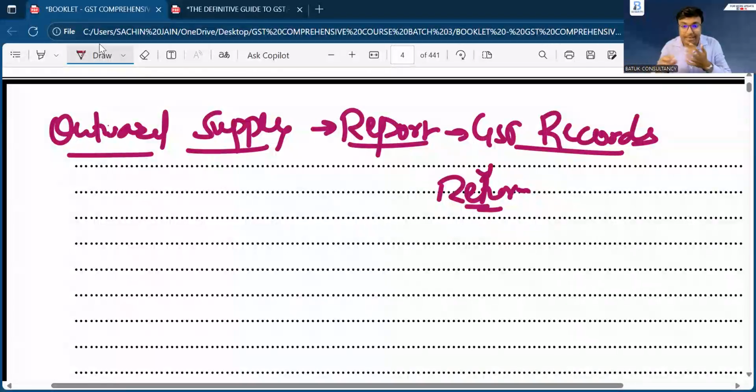Now the question is, whatever my outward supply is, I have to report it on the GST. Suppose I have sold scrap, I have made a supply of scrap, I have to report. I have made a transaction with my wife, I have to report. I have made a transaction with my son, I have to report.